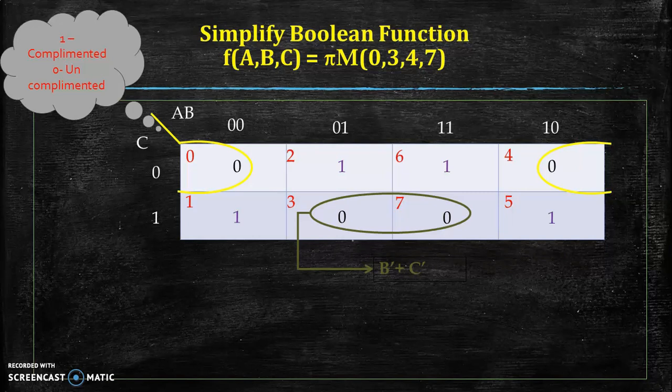In the same way, for the other pair, with AB 00 and 10, again A is shifting from 0 to 1, so variable A will be eliminated from the sum term. B is common, 0 and 0, so it can be written as B because 0 is uncomplemented. For C again it is 0, so it can be taken as C. So the sum term for the next pair can be written as B plus C. So we have two groups, both are pairs.